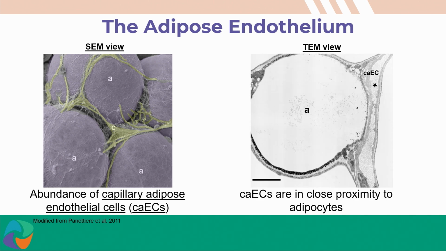Here is a transmission electron microscopy image showing a cross-section of those purple balls, and highlighted here is going to be the lipid core of an adipocyte, and then this cell right here with the light gray membrane is going to be a capillary adipose endothelial cell. And what I hope you appreciate about this image is how close in proximity these capillary adipose endothelial cells come to adipocytes themselves.